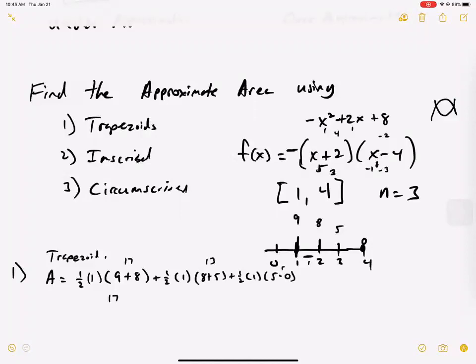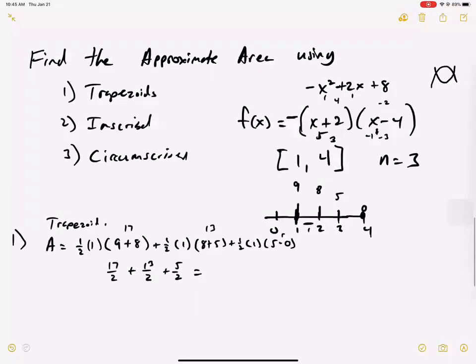So 17 over 2 plus 13 over 2 plus 5 over 2. By our powers combined, we end up with 35 over 2. And that's our approximation.